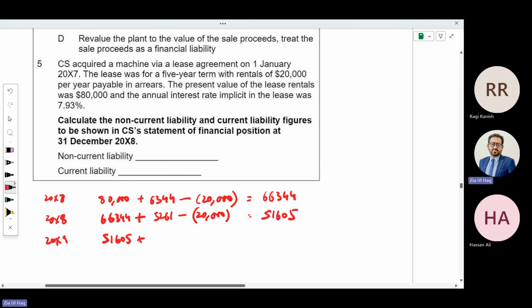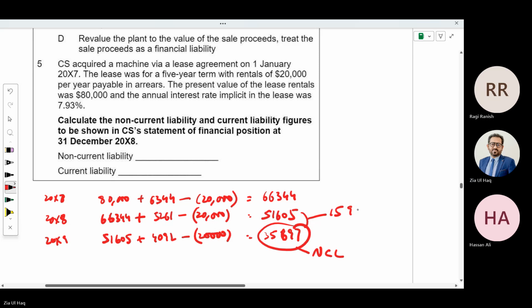51,605. What is the interest? 7.93% on this amount is 4,092. We made a payment of 20,000 every year. What is the balance? 35,697. So this will be non-current liability. The difference between these two, 15,908, will be current liability.